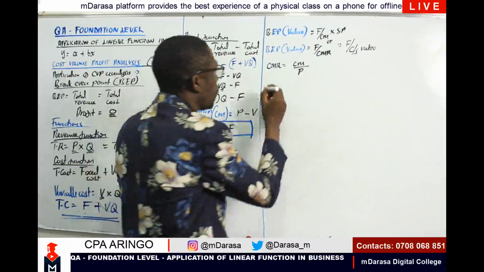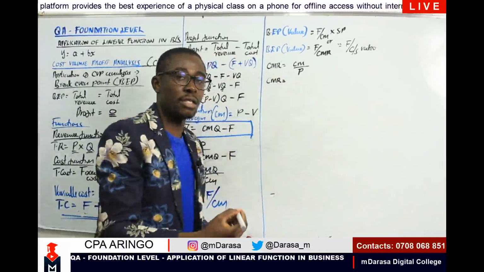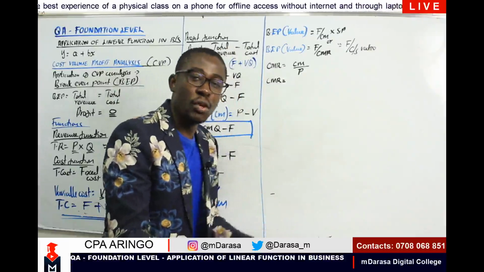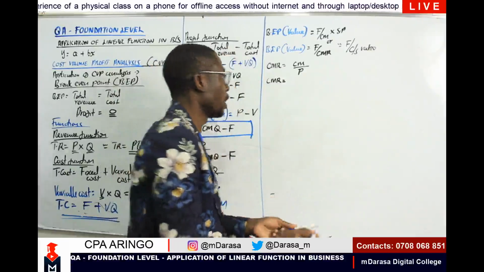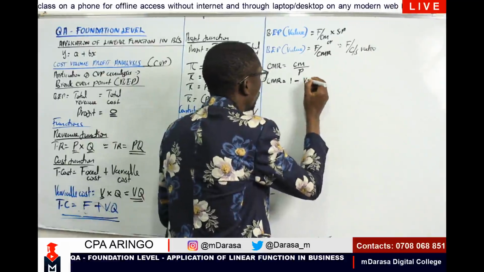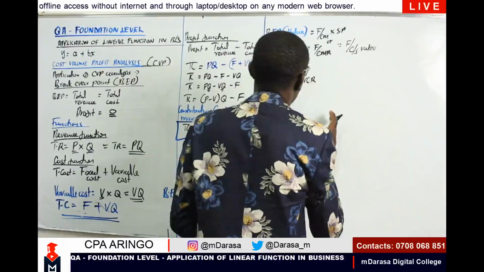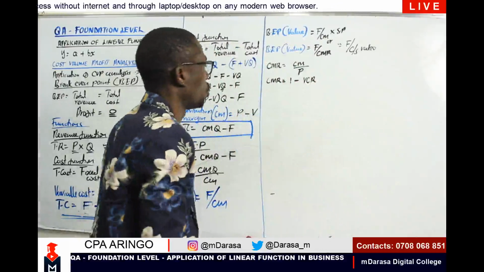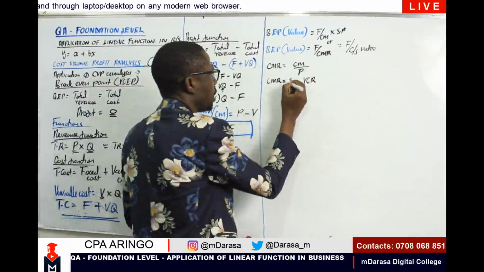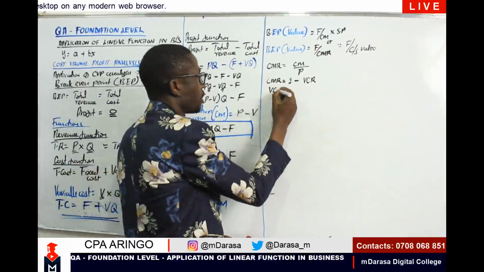Alternatively, for you to determine your CMR, contribution margin ratio, you can take 1 minus the variable cost ratio, VCR. 1 minus VCR will give us CMR.